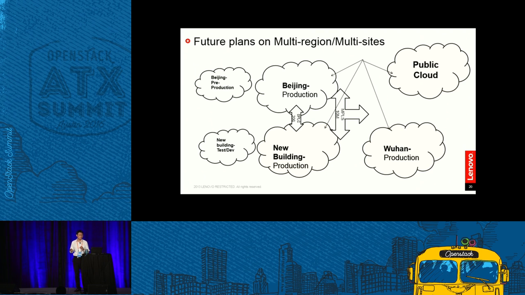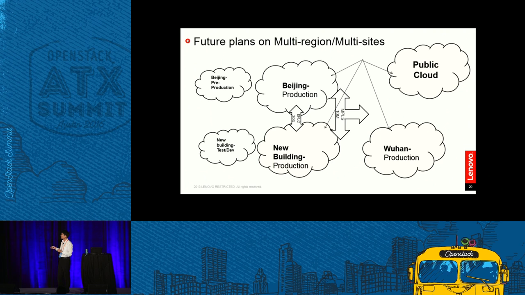And in the future, there is a big plan for a multi-site and multi-region deployment of OpenStack. It will be built across two cities, Beijing and Wuhan, and three data centers. There will be two data centers in Beijing and one in Wuhan, and the workloads can be migrated from one data center to another. They can also run test and pre-production workloads in different locations, and data can be backed up from one data center to another, and the workloads should be able to migrate from one to another.